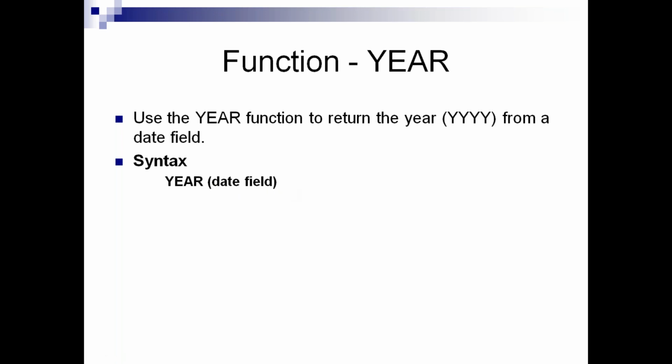Same with the year. An example could be you just want month and year on a report. You can use the month and the year fields and then do a join, and join those two formulas together with a slash in between. But remember, the slash has to be inside quotes.